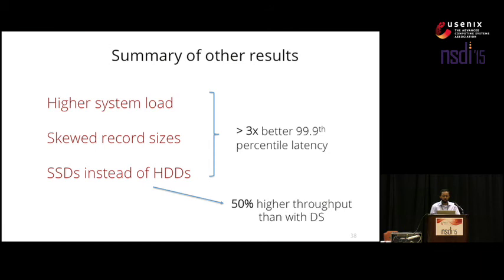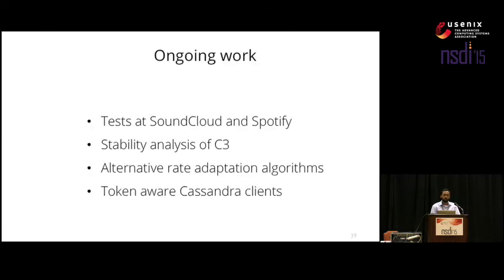Now, what are we up to right now? We are currently running experiments under realistic conditions at SoundCloud and Spotify. We are also turning to numerical evaluations to better understand the stability characteristics of the C3 system. I mentioned that we used a rate adaptation mechanism that was adapted from TCP cubic, so we are also investigating alternative strategies. And lastly, we are also porting C3 to some of the popular Cassandra clients, such as Astyanax and the DataStax Java driver.